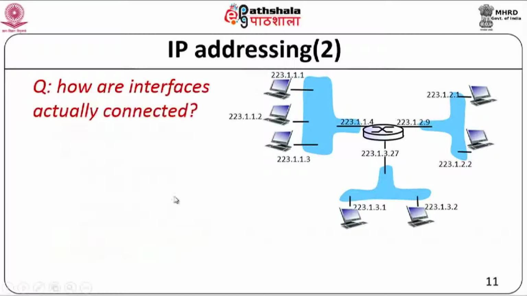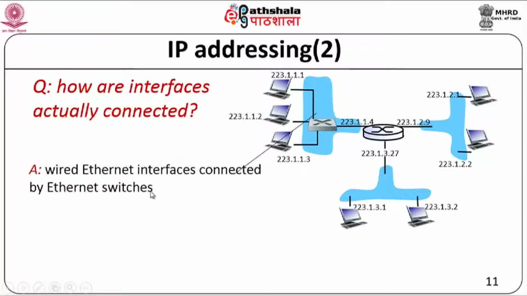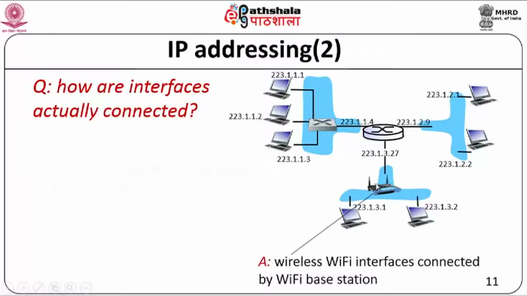So, how are the interfaces actually connected? The interfaces are basically connected by means of switches, right. You could have wired Ethernet interfaces connected by means of Ethernet switches or you could have wireless Wi-Fi interfaces connected by means of Wi-Fi base stations. So, both these things are possible.